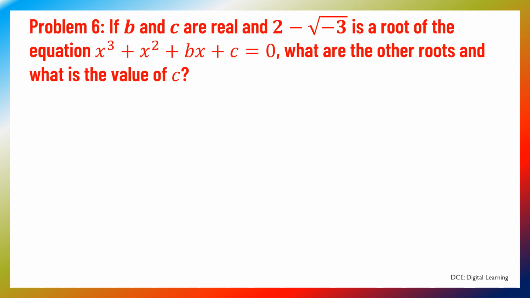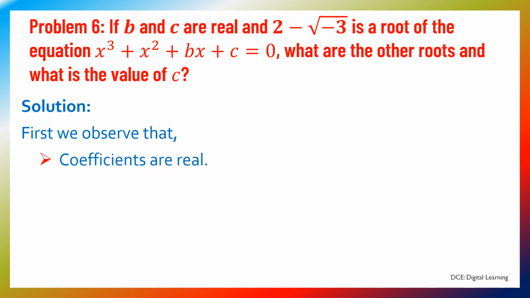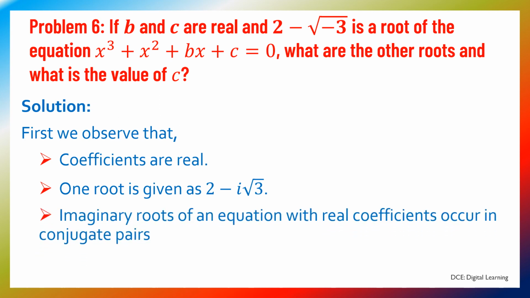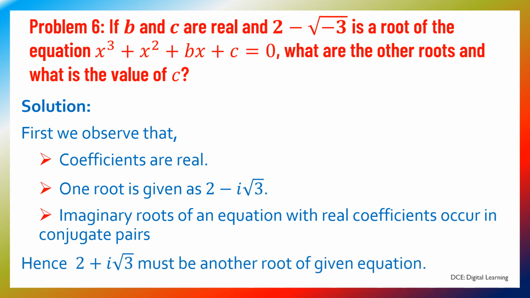Problem 6. If b and c are real and 2 - √-3 is a root of the equation x^3 + x^2 + bx + c = 0, what are the other roots and what is the value of c? Solution. First, we observe that the coefficients are real. One root is given as 2 - i√3. Imaginary roots of an equation with real coefficients occur in conjugate pairs. Hence, 2 + i√3 must be another root of the given equation.